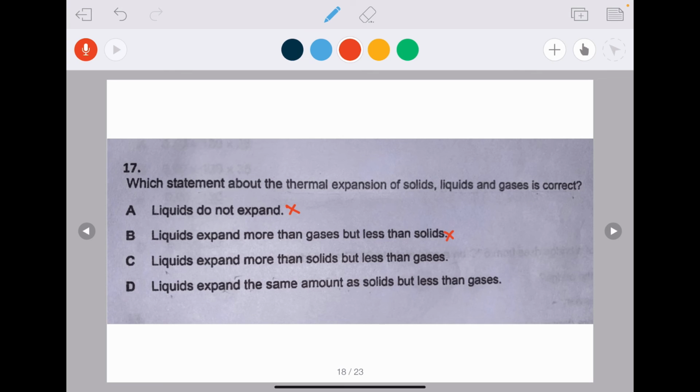Liquids expand more than solids but less than gases. They do expand more than solids and less than gases, so C will be the correct answer. And D is not the correct answer because liquids do not expand the same amount as solids. So the answer for 17 will be C.